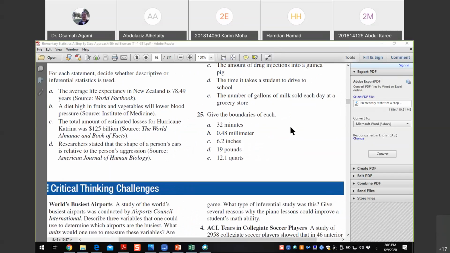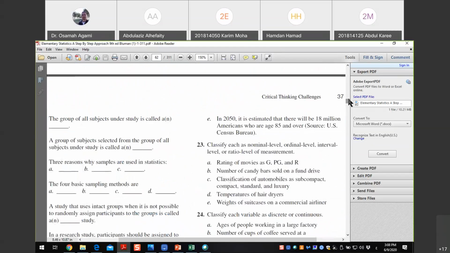Muhammad Ali. Yes, doctor. Okay, so which number? Number 23, please, Muhammad. Classify each as a nominal level, ordinal level, interval level, or ratio level of measurement. Rating of movies as G, PG, and R. Which one of these four?